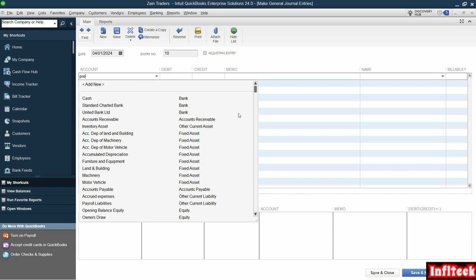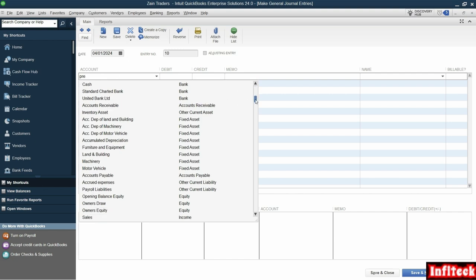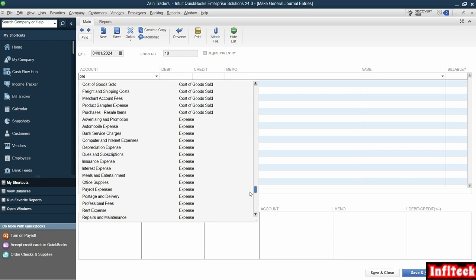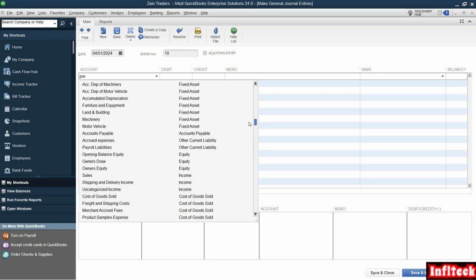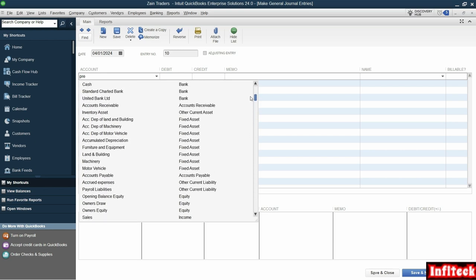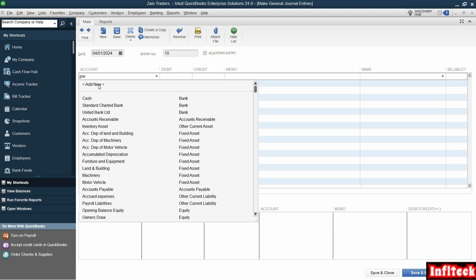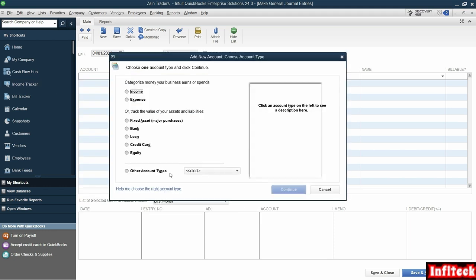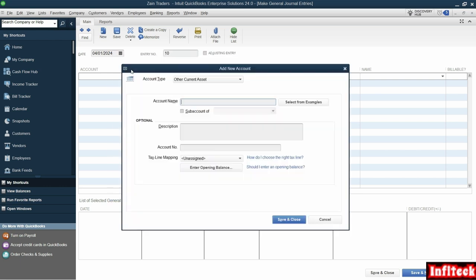We cannot find this one. So what we can do is just scroll down and search for another appropriate area if we already have a ledger. No, we don't. So I'll click on add new, and under the other types, I'll choose other current asset. And here we can also see that prepaid expenses is specially mentioned here, that we can categorize it in other current assets. That's perfect. Continue.